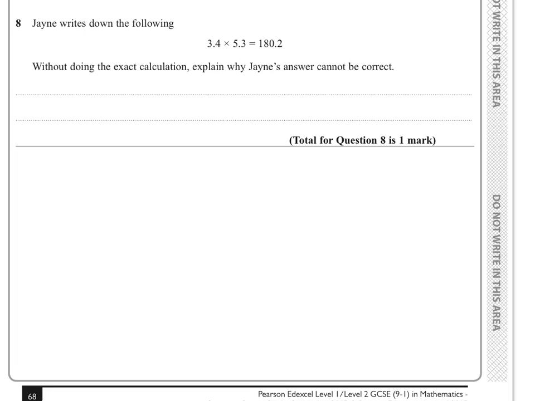Question 8. Jane writes down the following: 3.4 multiplied by 5.3, and she says the answer is 180.2. It says, without doing the exact calculation, explain why Jane's answer cannot be correct. Well, let's just have a quick look at what we have here.